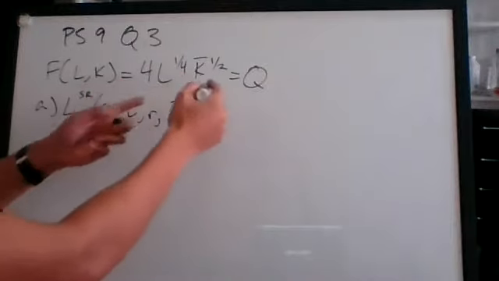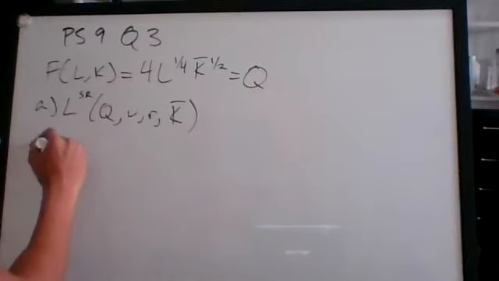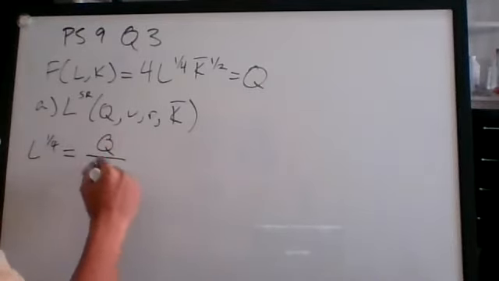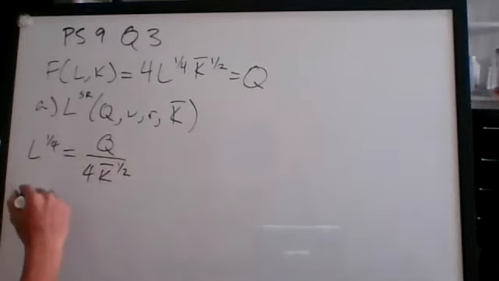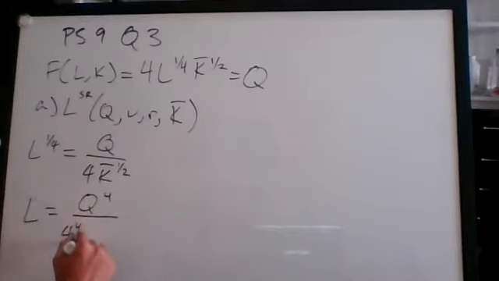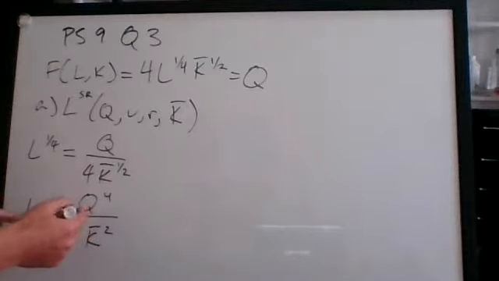Because this will be in terms of some of the parameters that I've been given, right? So we know that L to the 1/4 is going to be equal to Q over 4 K bar to the 1/2. And so L is equal to Q to the 4th times 4 to the 4th K bar squared, okay? This doesn't necessarily tell us our optimal level of labor, because we don't know what the level of quantity is either, right? We basically have two unknown variables, L and Q.